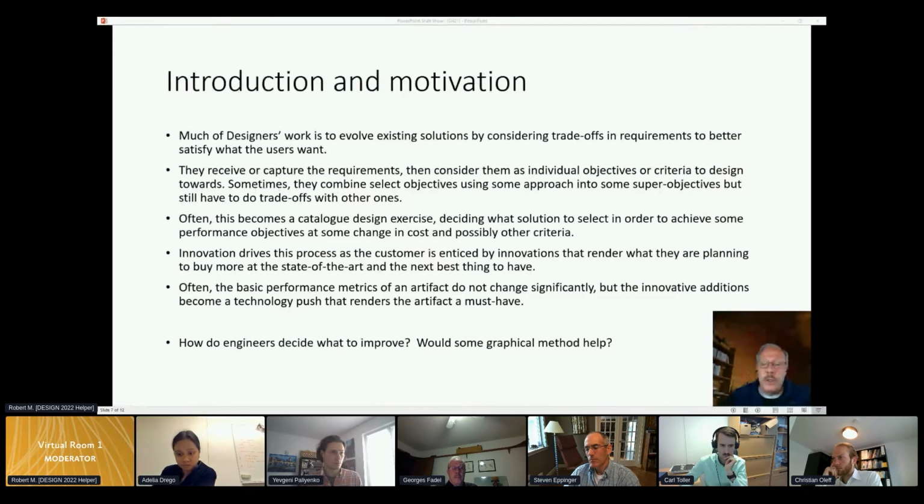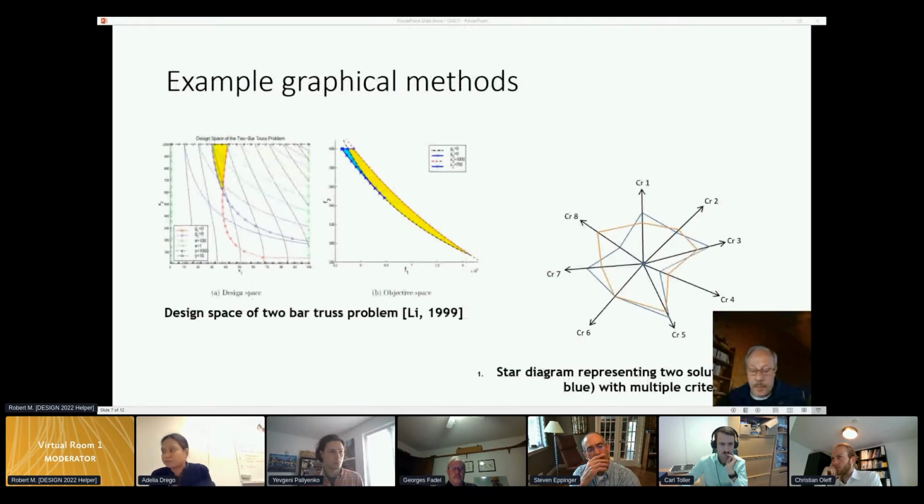So our research question is the following. Could some graphical method help the engineering designer in the trade-off decision process? Here are example graphical methods.